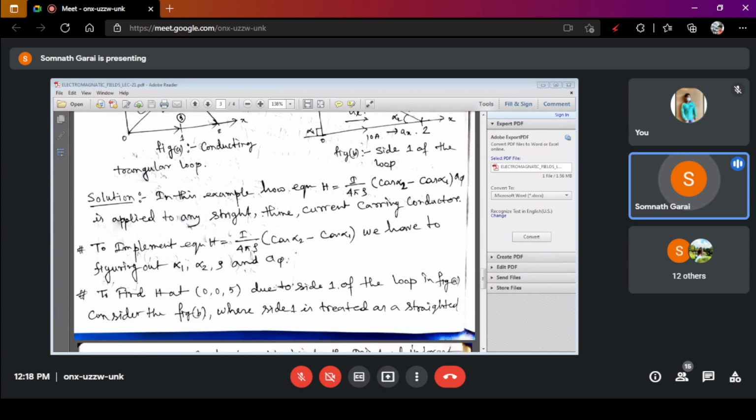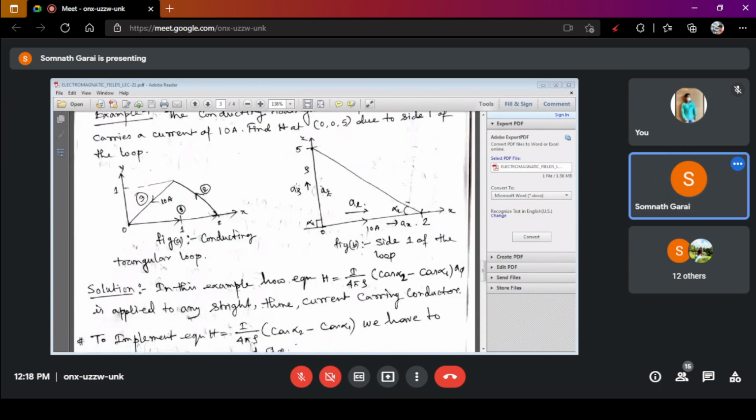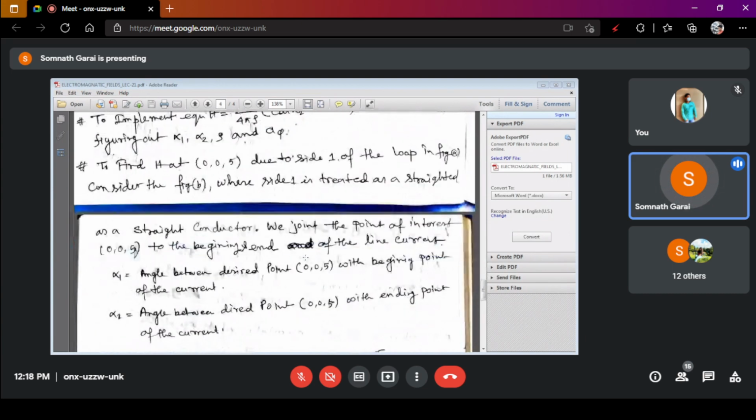So our desired point of the loop is equal to (0, 0, 5). So this point is our desired point. That means our desired point is situated in the Z direction, whose vector location is (0, 0, 5). Now, what is alpha 1 and what is alpha 2?